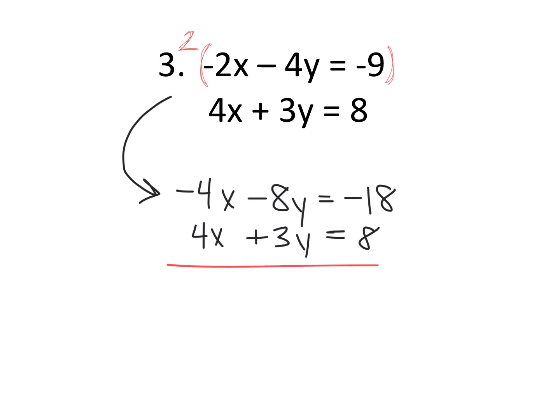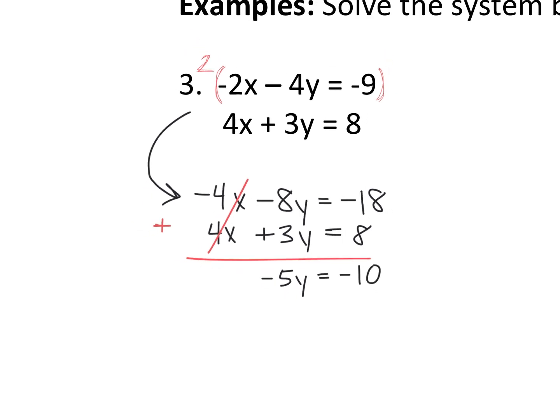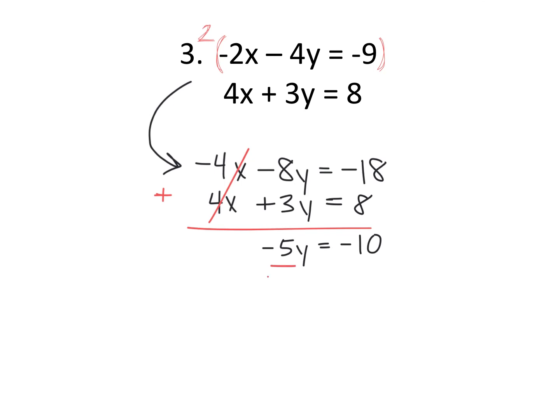Now we should add them up. Should my x's cancel now? Yes, because negative 4x plus 4x is 0. So those are gone, which is nice. You're left with negative 5y equals, add up the right side, negative 18 plus 8, which is negative 10. Now you're just solving a tiny one-step equation, so we divide by negative 5, and y is 2, which is great, except that's only half your answer.